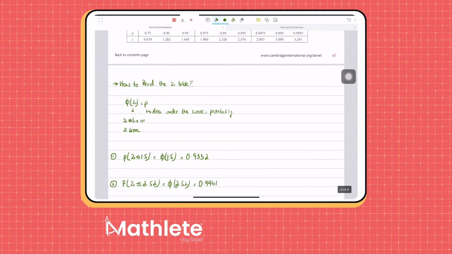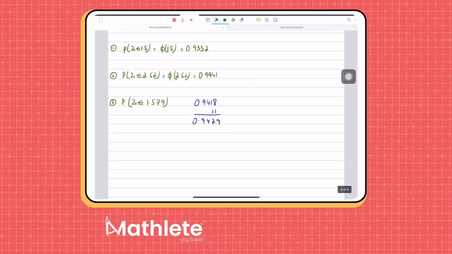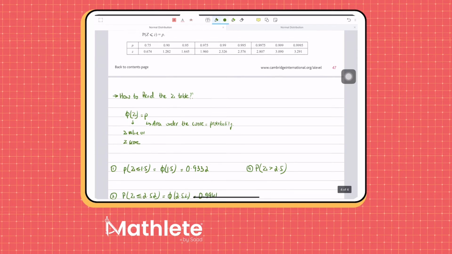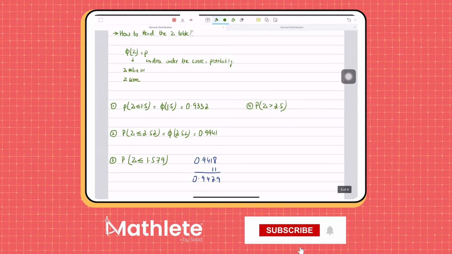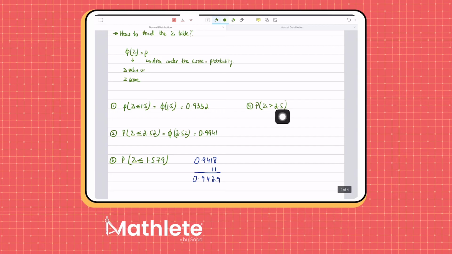So for example, if you're asked to find out the probability of z being greater than 2.5, now here it says greater than. Let's see what happens. Either way, whether it's less than or greater than, we have to find out the p value of 2.5.